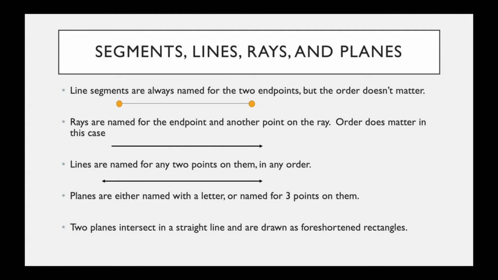And last, two planes intersect in a straight line and are typically drawn as foreshortened rectangles. So like a building with a vanishing point, if you remember that from art class.